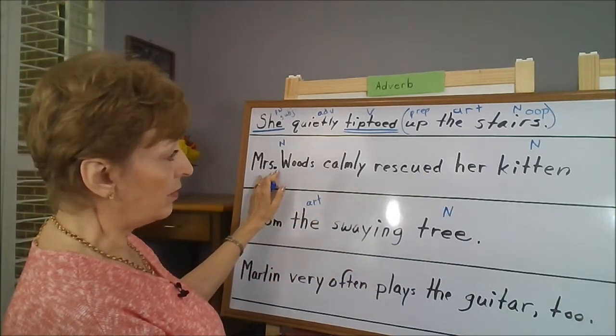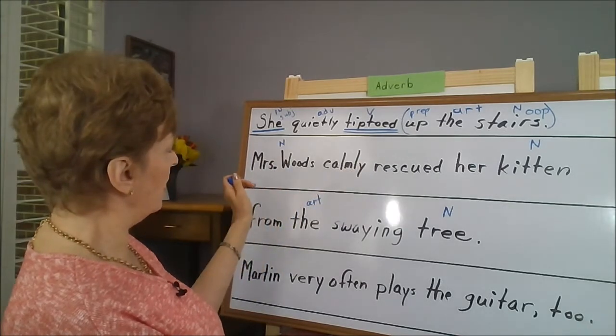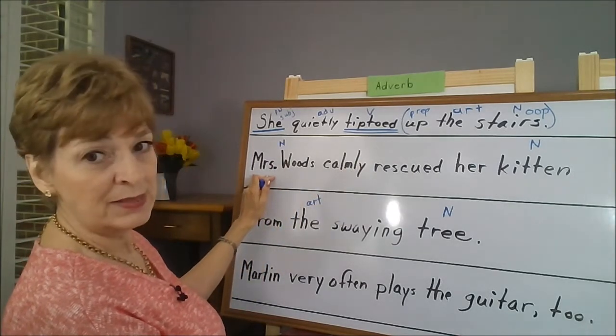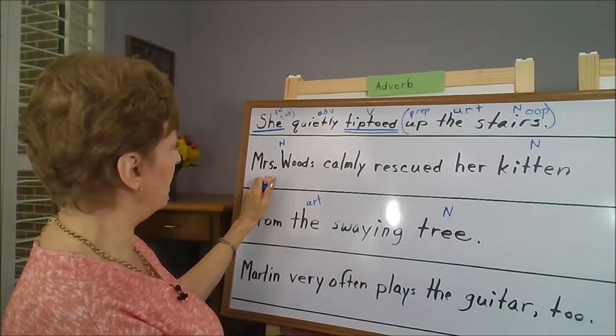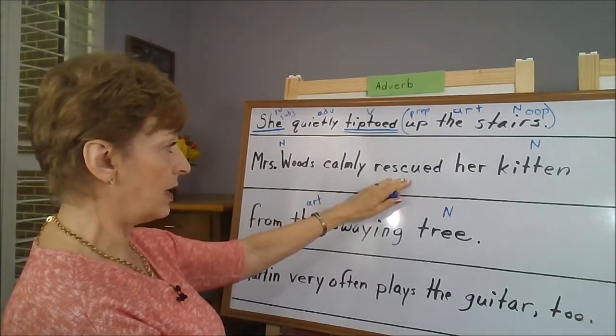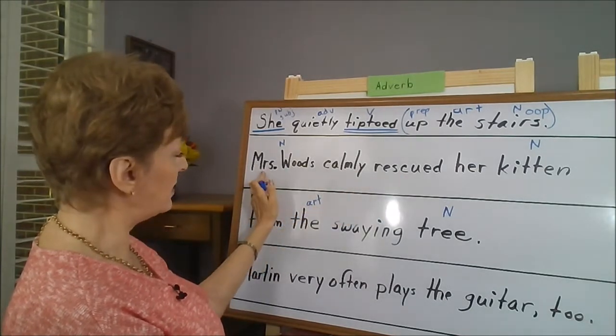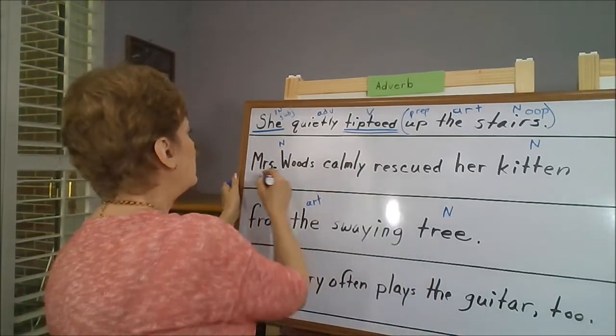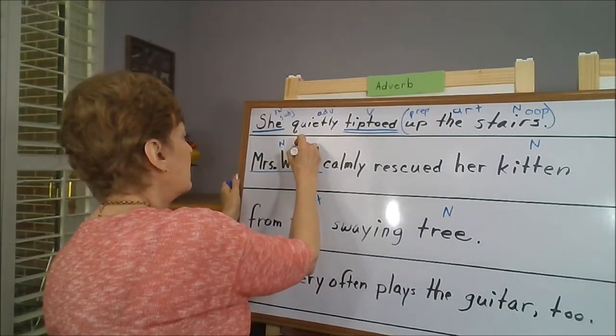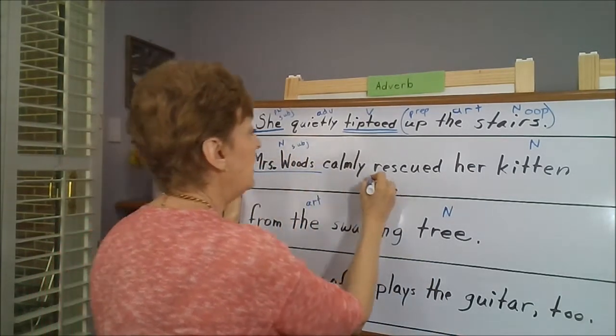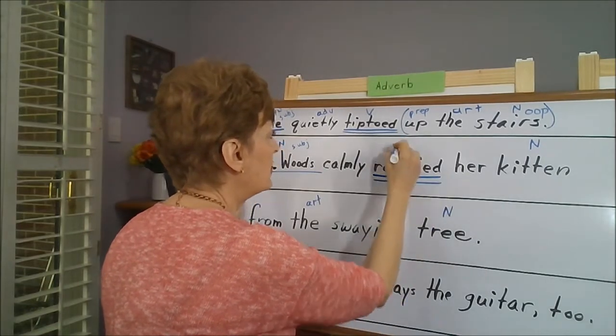So now we're going to look for our subject and verb. Mrs. Woods makes me think maybe she did something. Rescued. Yes, you can rescue. Mrs. Woods did the rescuing. So here's my subject. And here's the verb. This is what Mrs.